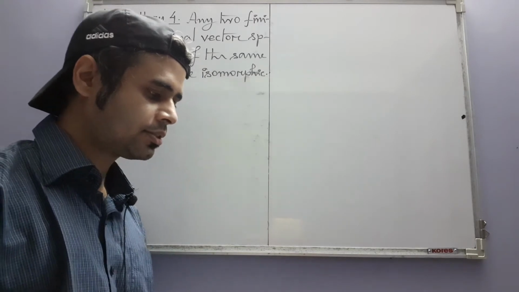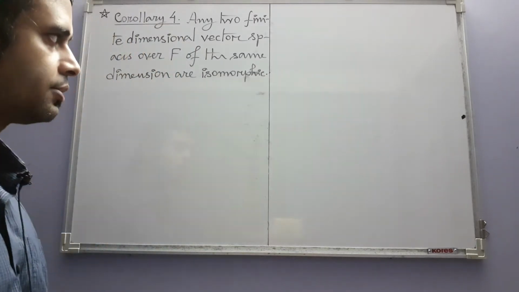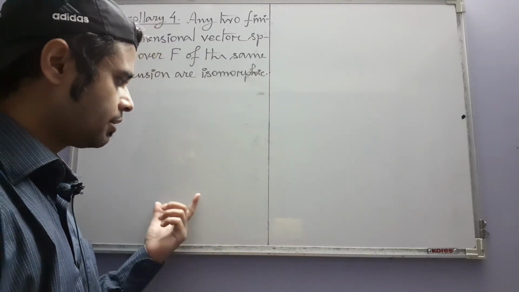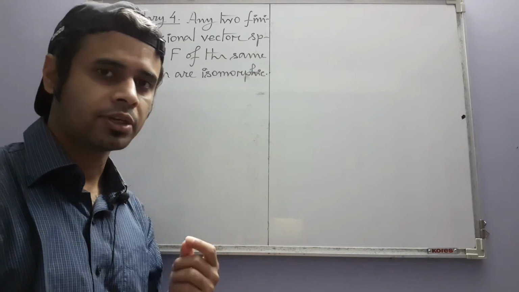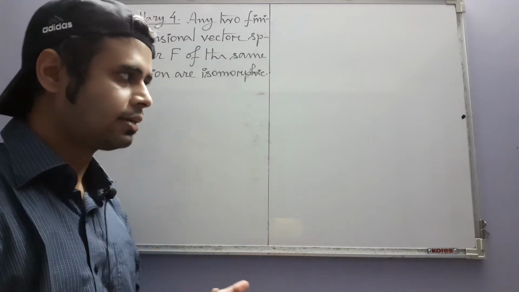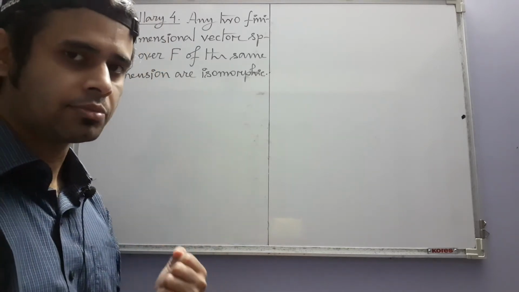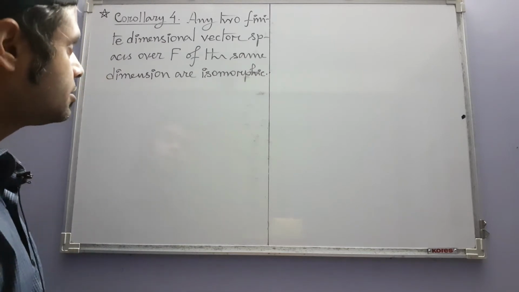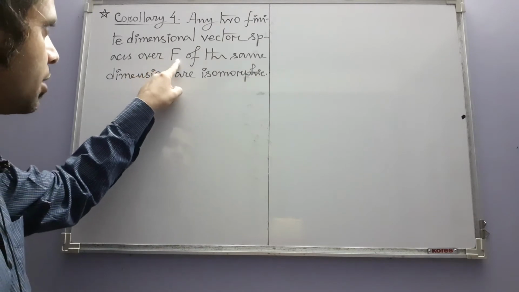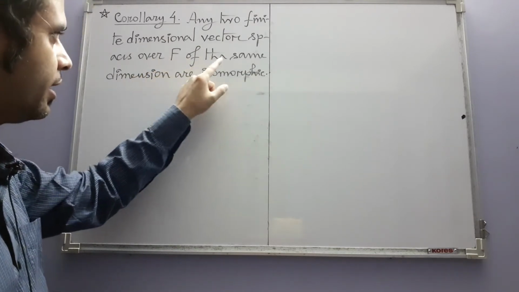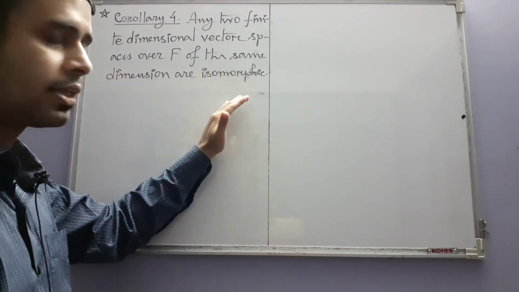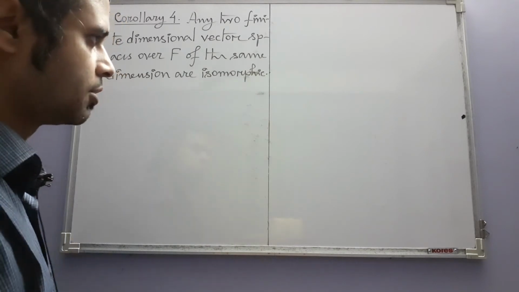Okay, so the next one is corollary 4. Let us recall that in the previous vector space video, we have already seen that if we are in a finite dimensional vector space, then any two bases have the same number of elements, and that number has been defined by us to be the dimension of the space. Now in this one, we are given two finite dimensional vector spaces over a common field F, and they have the same dimension. Then this corollary asserts that they are isomorphic, they have to be isomorphic.